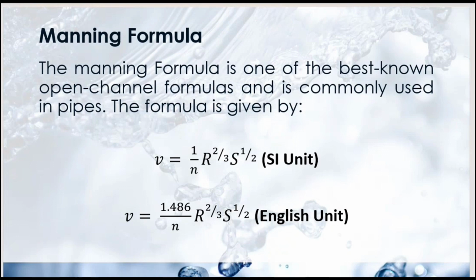Using the Manning formula, we have here the SI and the English unit. What varies here is the numerator of the ratio between the R, hydraulic radius, the slope S, and the Manning, or what we call the N value, which is the coefficient in Manning's formula. Okay, so in SI, that is 1 over N multiplied by R raised to 2/3 multiplied by S raised to 1/2. If it is in SI unit, okay, so remember this one.